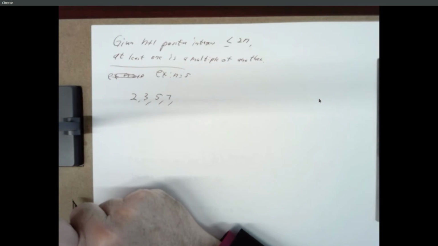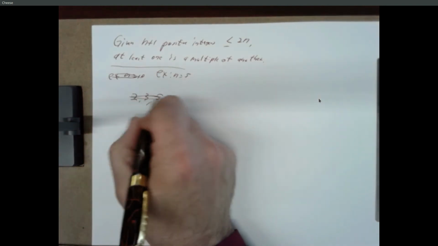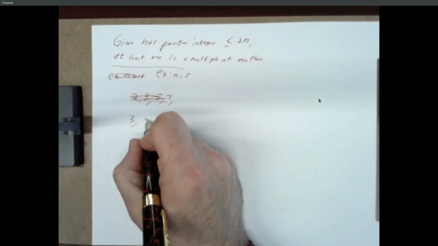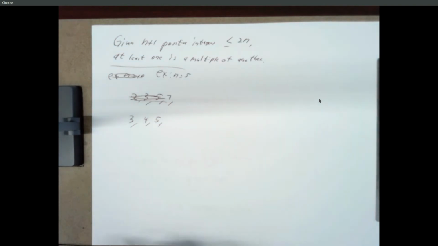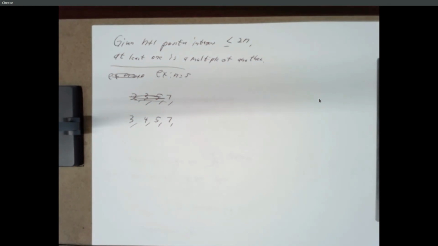I can't do 8 because it's even. I can't do 9 because it's a multiple of 3. I can't do 10 because it's even. So that won't work. But I could skip the 2 and I could start with a 3. Now I can do 4 and 5. I can't do 6, but I can do 7. Can't do 8, can't do 9, can't do 10. I still only got 4.